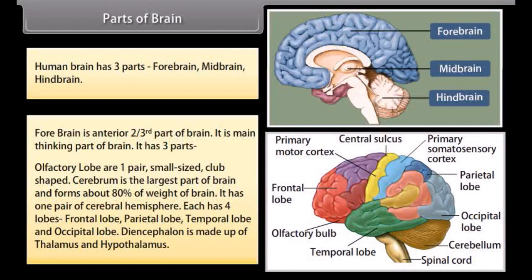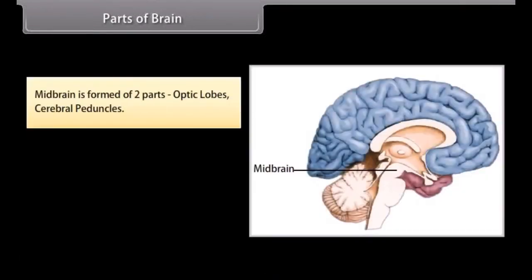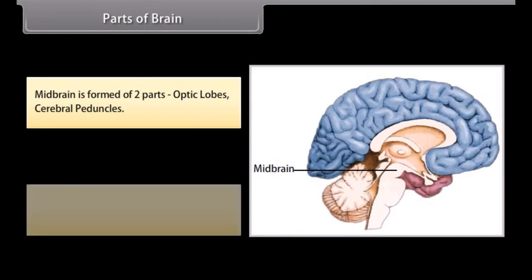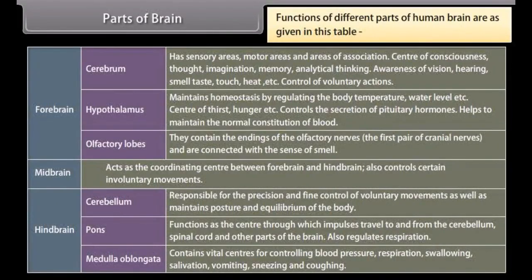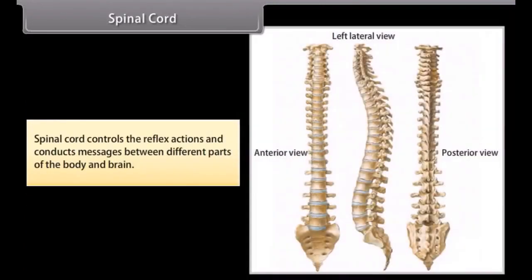Diencephalon is made of thalamus and hypothalamus. Midbrain is formed of two parts: optic lobes and cerebral peduncles. Hindbrain also has three parts: cerebellum, pons, medulla oblongata. Functions of different parts of the human brain are as given in this table. Spinal cord. Spinal cord controls the reflex actions and conducts messages between different parts of the body and brain.